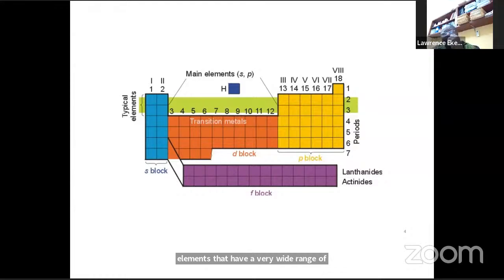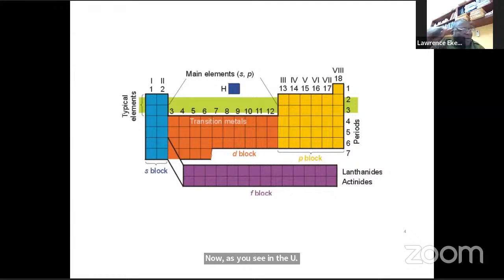What is peculiar about the P block element is that the last electron of the elements that are existing in the orbital P.